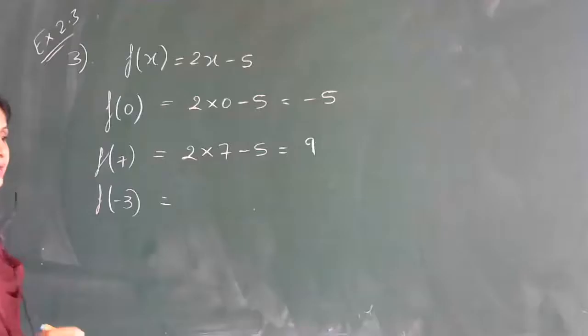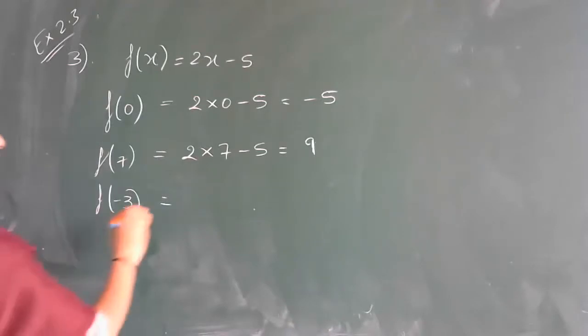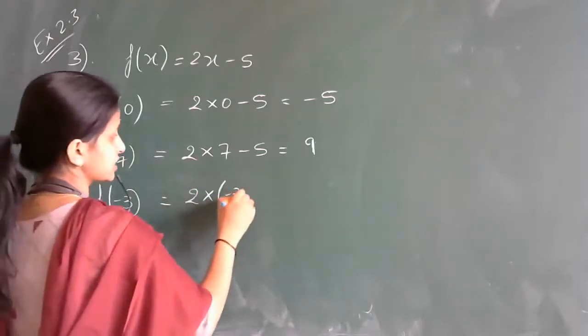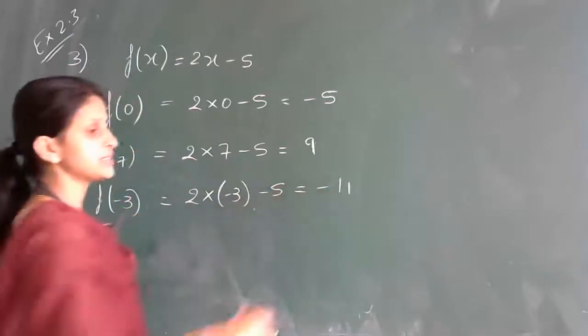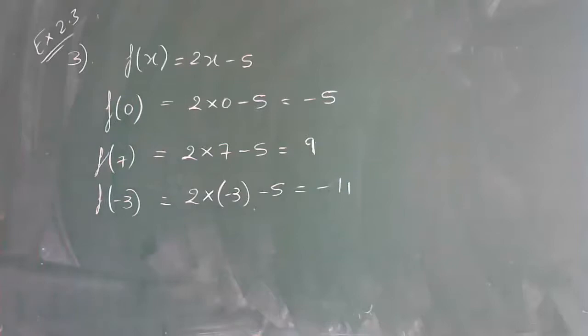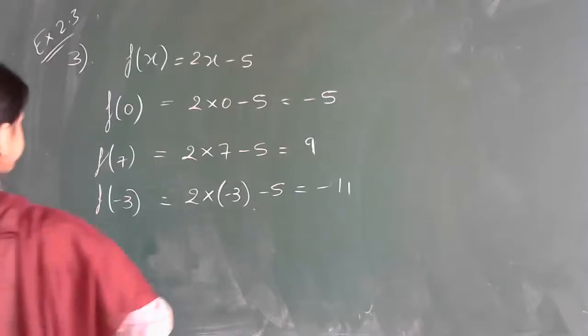Similarly, what is f of minus 3? Minus 11. Very good. 2 into minus 3 minus 5, so minus 6 minus 5 is minus 11. So like this we will be finding the function values. Right? It was simple. Coming to the fourth question.